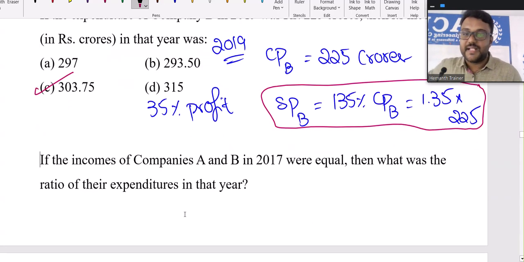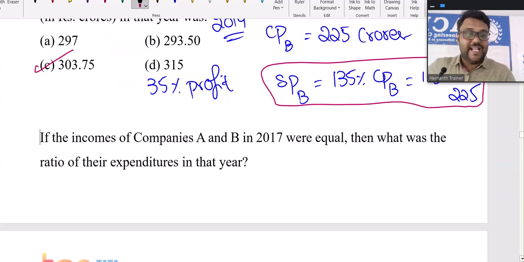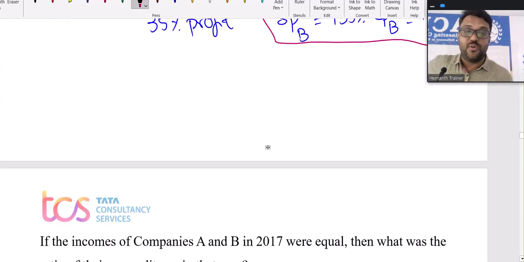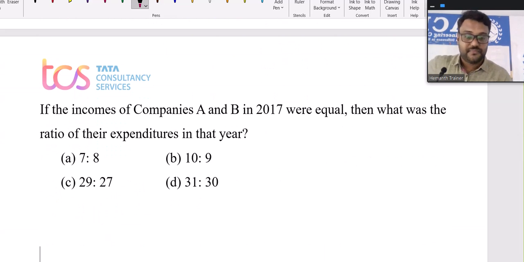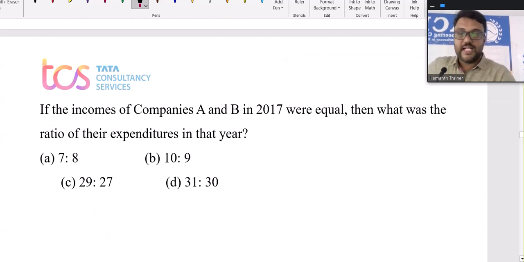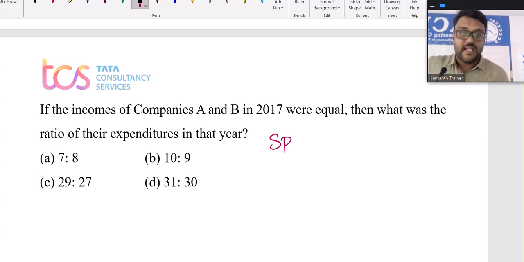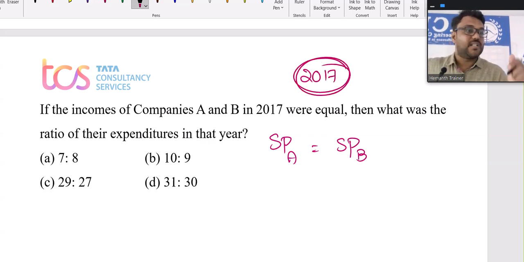Now, next question, what have they given? Incomes of A and B in 2017 are equal. They want the expenditure ratio. In which year? 2017. Incomes means what? Incomes means selling price. So selling price of A equals selling price of B, 2017 only. Now I want to know the cost price of A divided by the cost price of B. This is what I need to calculate.